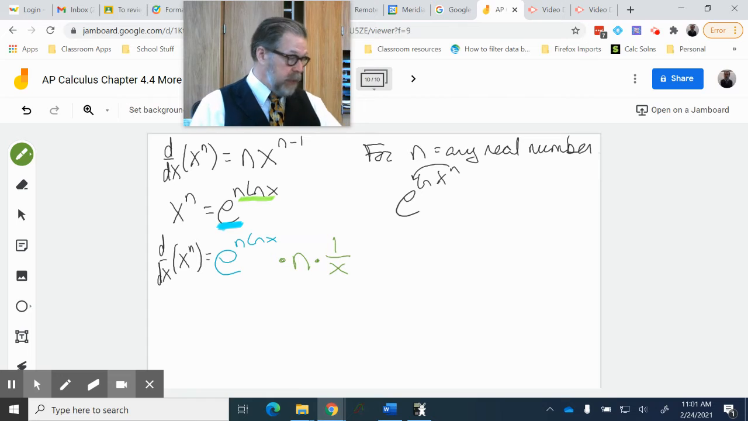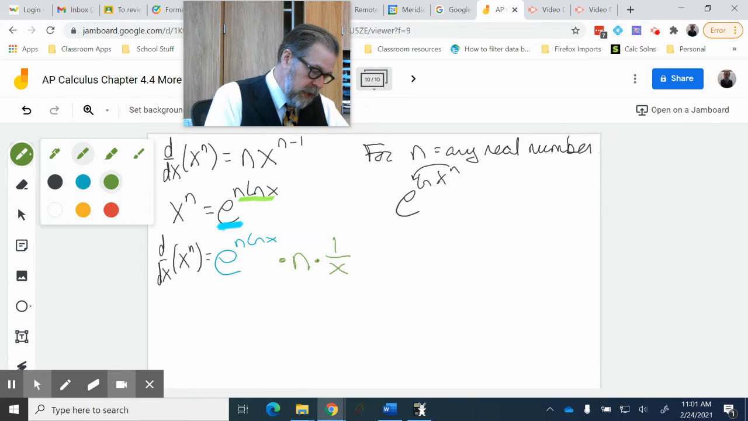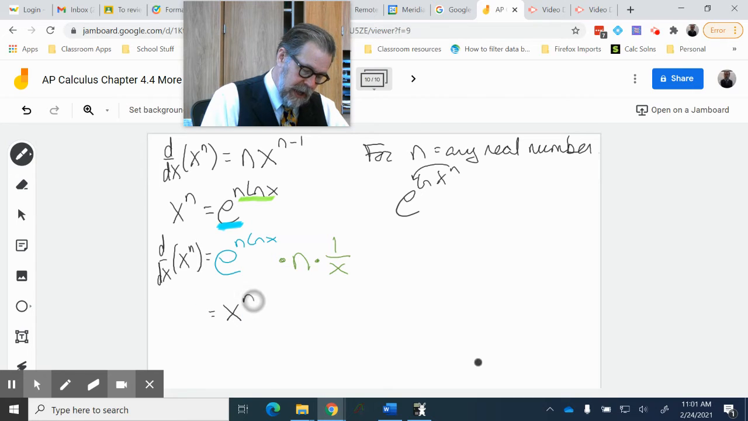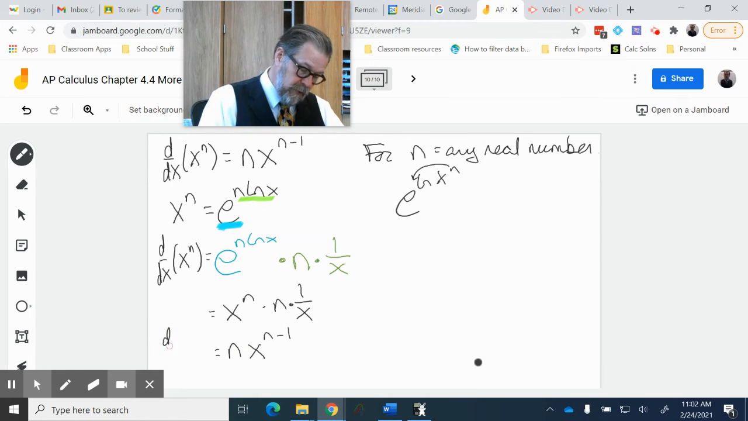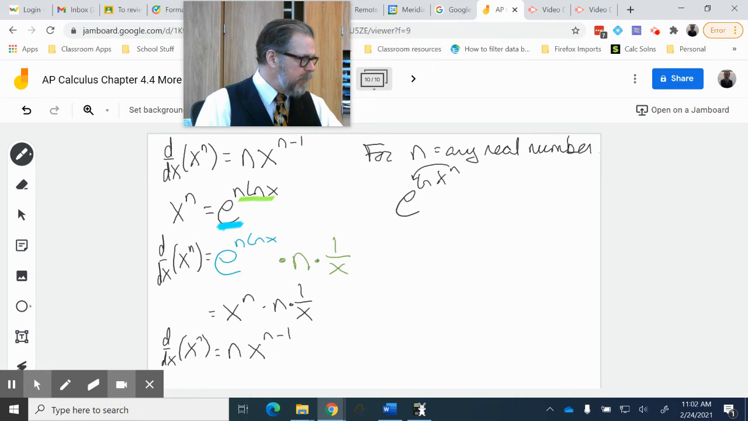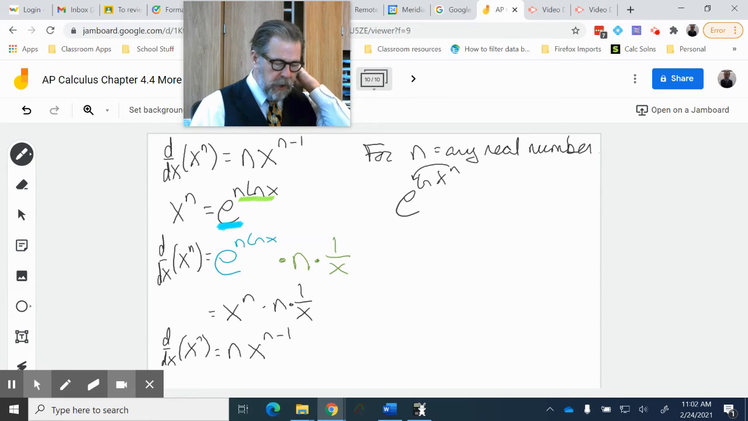So let's do a little simplification. We know that e to the n natural log of x is just x to the n, because that's where we got it from, times n times 1 over x. Simplifying, x to the n over x is x to the n minus 1. Hey, look, there it is. The derivative with respect to x of x to the n. And this is true for any arbitrary real number.